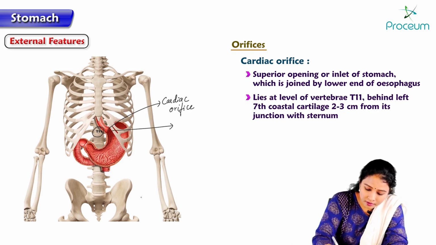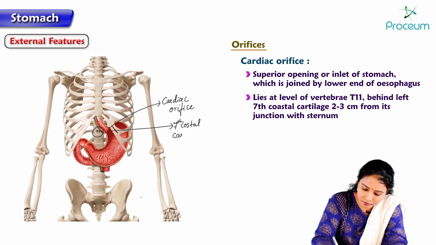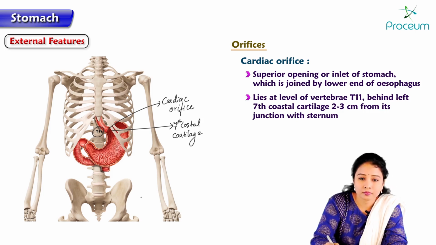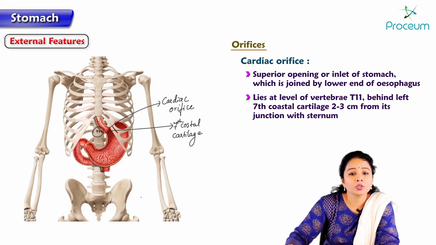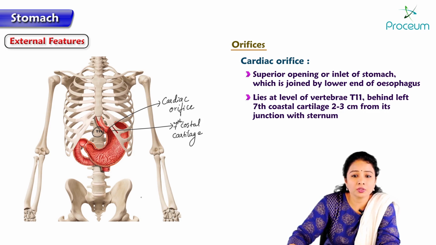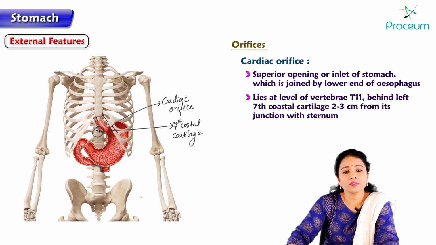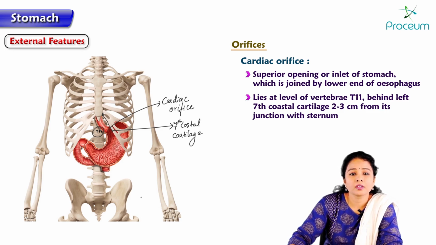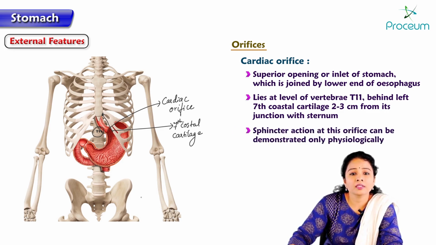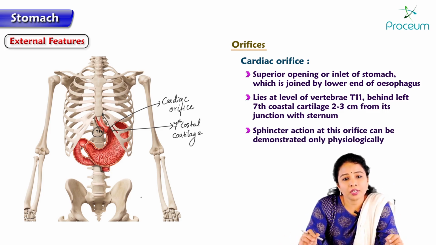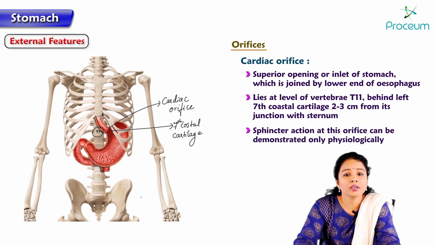Here is the seventh costal cartilage, 2 to 3 centimeters from its junction with the sternum. So this is the junction with the sternum. Sphincteric action at this orifice can be demonstrated only physiologically. Anatomically, if you palpate, you cannot feel the cardiac sphincter.